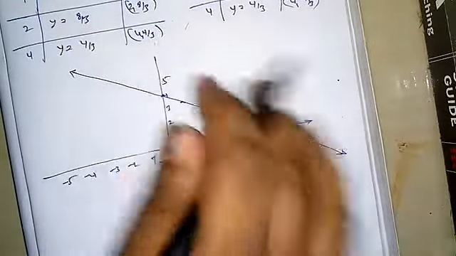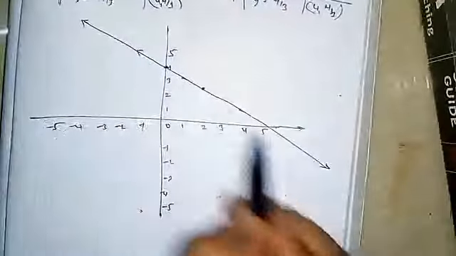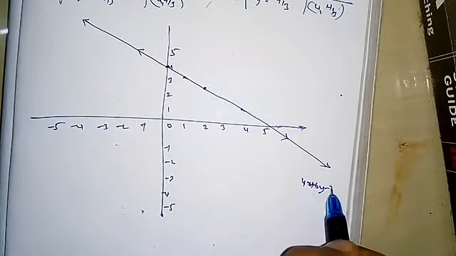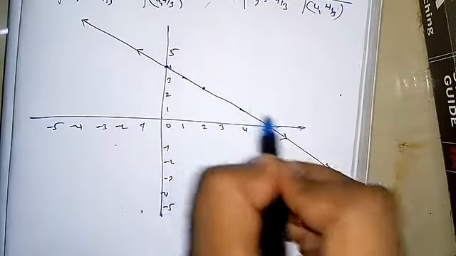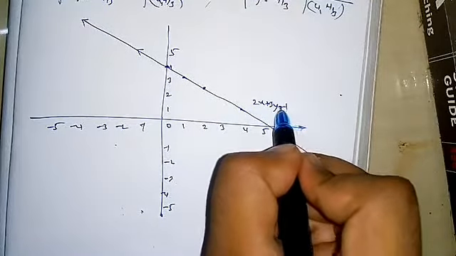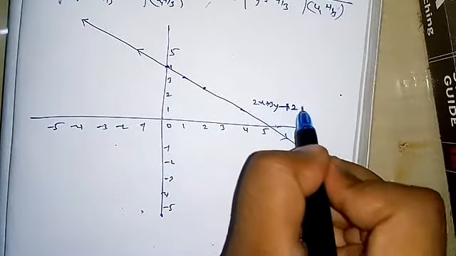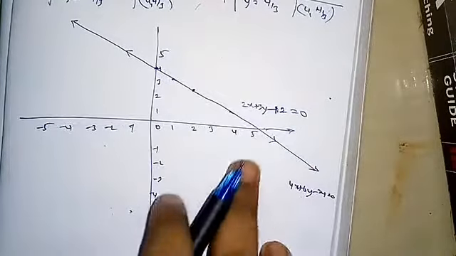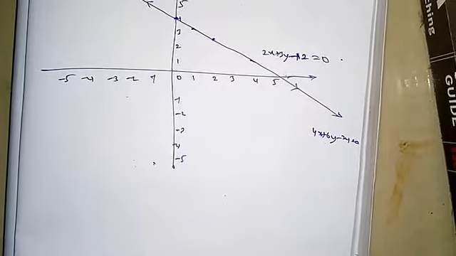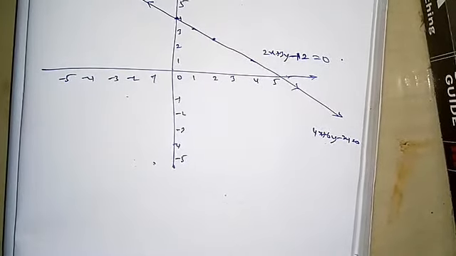And for second line also these are same. So this is 4x plus 6y minus 24 equal to 0, and this is also 2x plus 3y minus 12 is equal to 0. So these two lines are coincident and there are infinitely many solutions. Next let us solve third question.